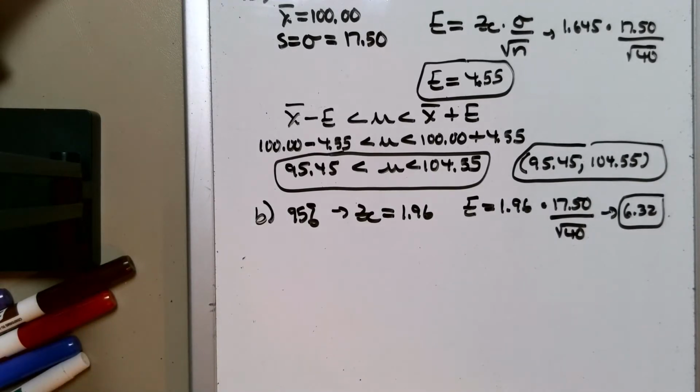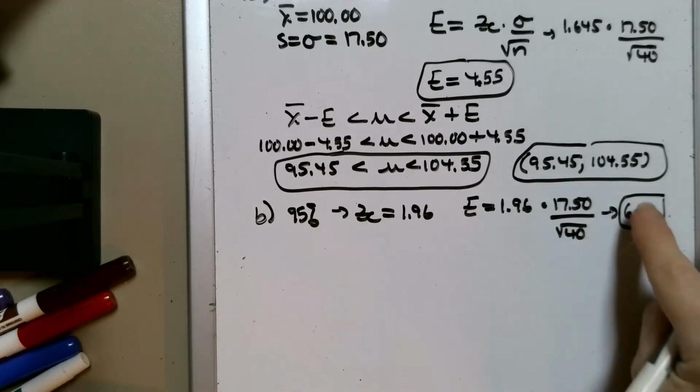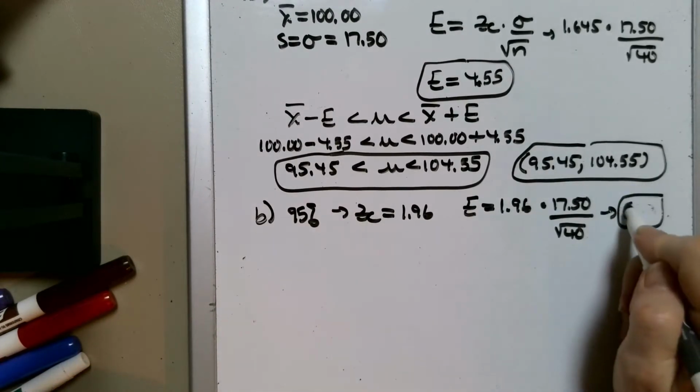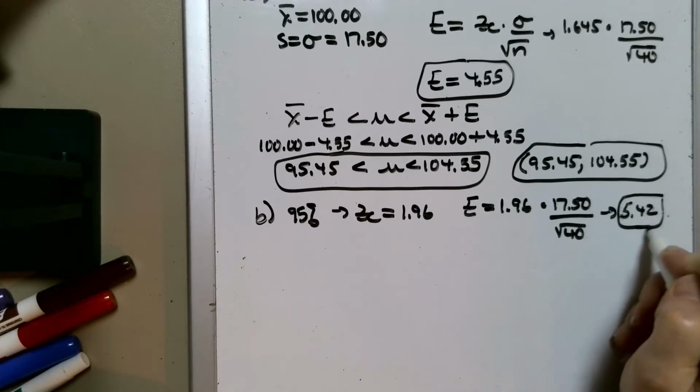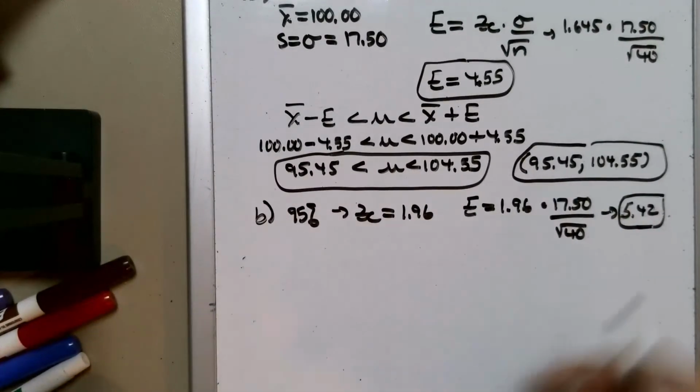Let me do that again. 1.96 times 17.5 divided by the square root of 40, which gives me 5.42. Yeah, that didn't sound right to me. Sorry about that. So it's 5.42. Always check your figures here.